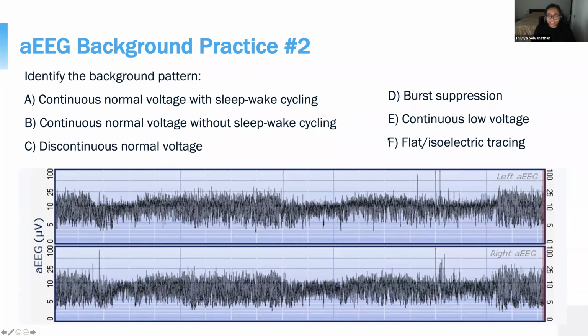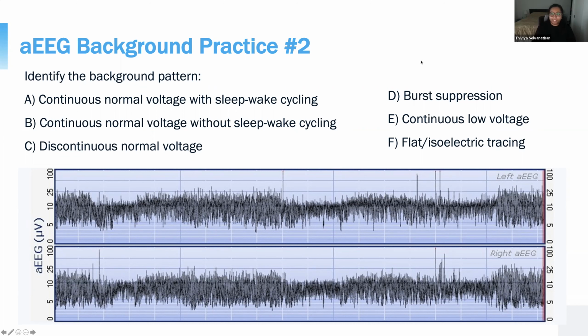All right, so we'll look here. Okay, I should be able to, there you go. So are you able to see the poll results now? So it should be for AEEG background practice number 2.